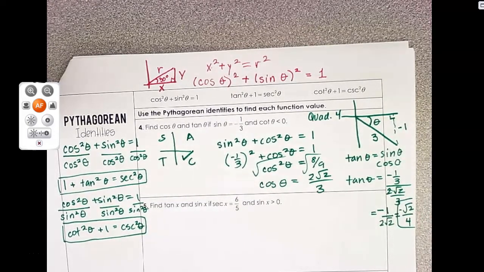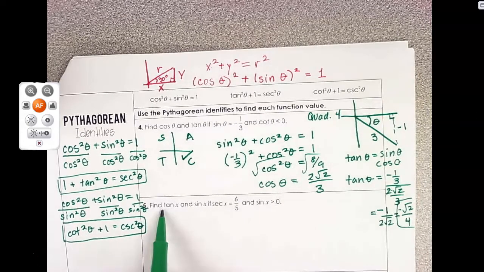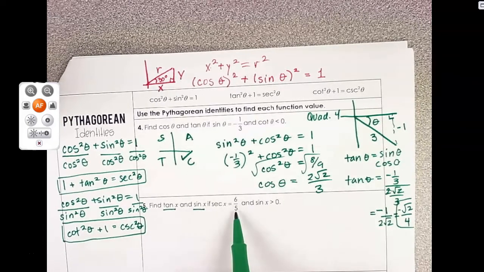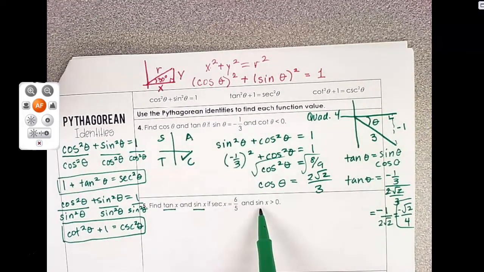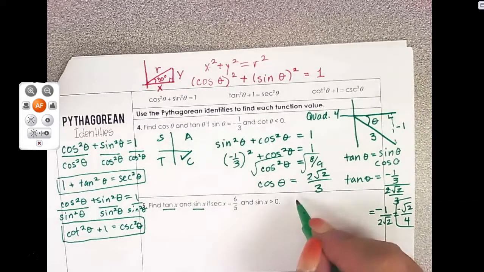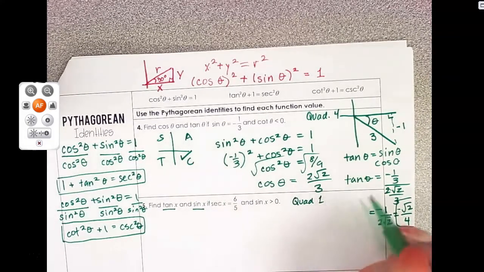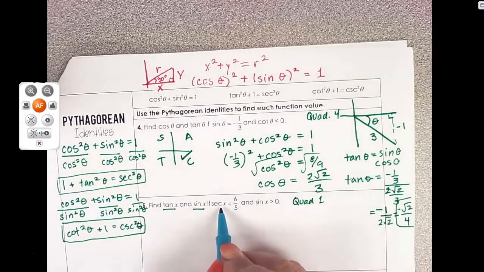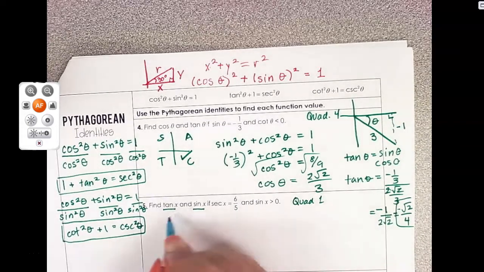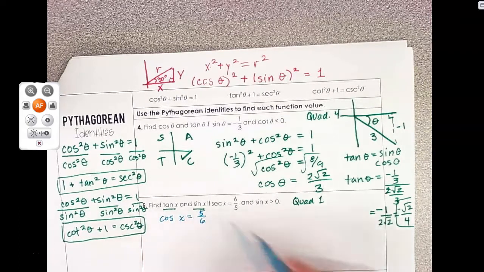Okay, so for question number 5, I want to find the tangent and the sine. I'm given the secant, and I know that the sine is positive. So actually the secant and the sine are both positive. The only place that cosine and sine are both positive is quadrant 1. Let me get a different color here. So if I know the secant is 6/5, then I know the cosine is 5/6, because that's a reciprocal.